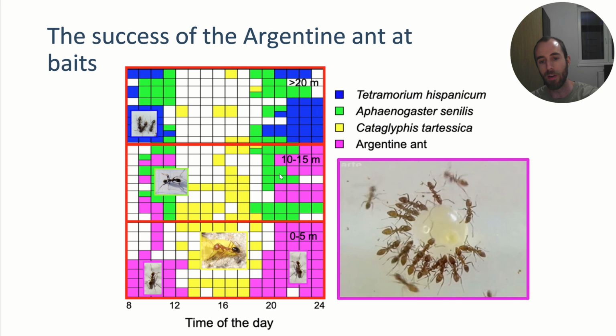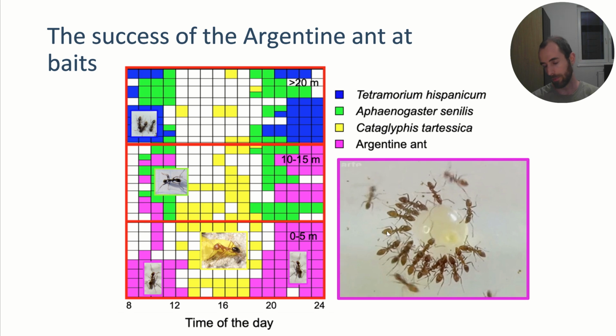But the farther we go in distance from the building, we see that the Argentine ant became less common in the baits, other species appeared, and at some point when there is no Argentine ant at all, like beyond 20 meters, we can find other dominant species that have an overlap in the time niche with the Argentine ant. They appear when they don't have the competition of the Argentine ant. Otherwise, they would be outcompeted and they wouldn't be there.